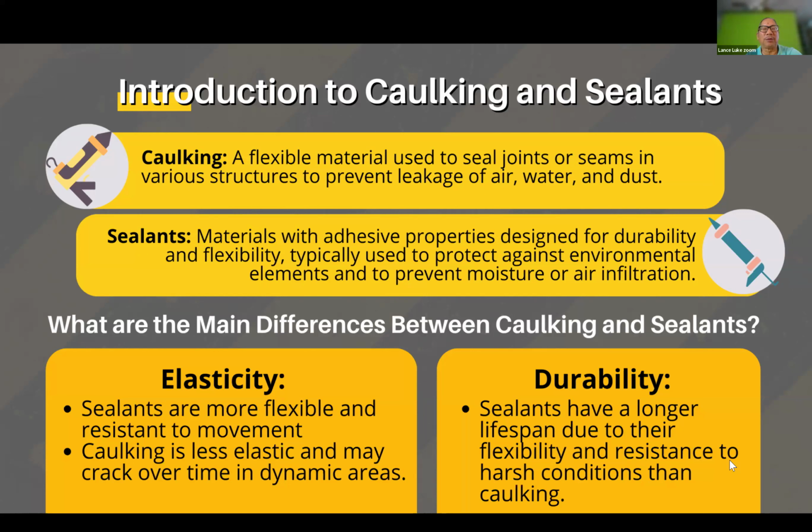So the main difference is elasticity. Sealants are more flexible and resistant to movement. Caulking is less elastic and may crack over time in dynamic areas. For instance, when painting the exterior of a building or your house, you have caulking in between your joints, your window frame to your siding, or your trim to your siding.